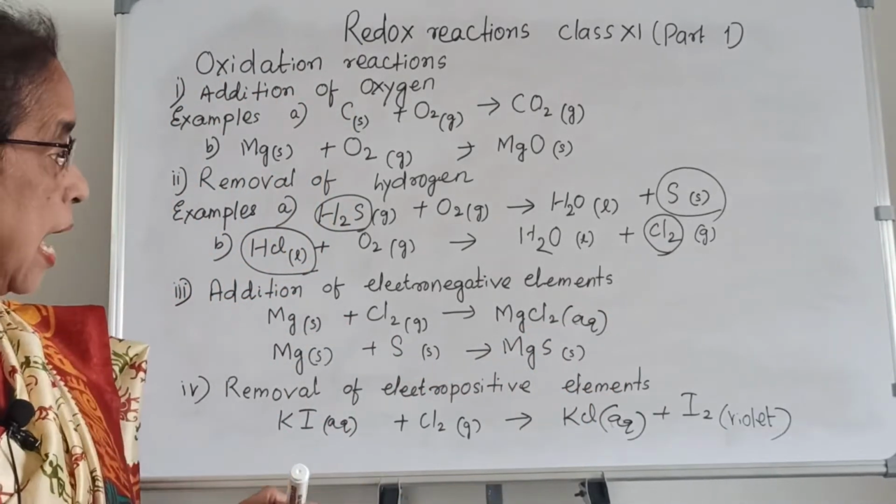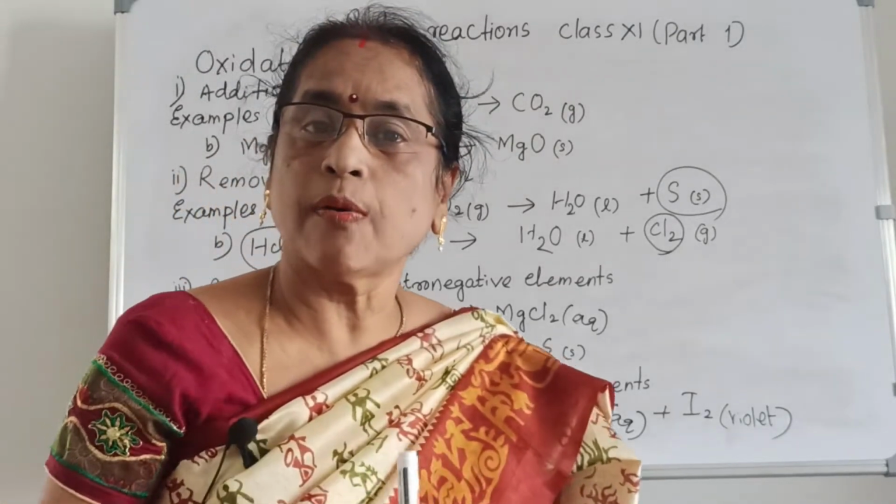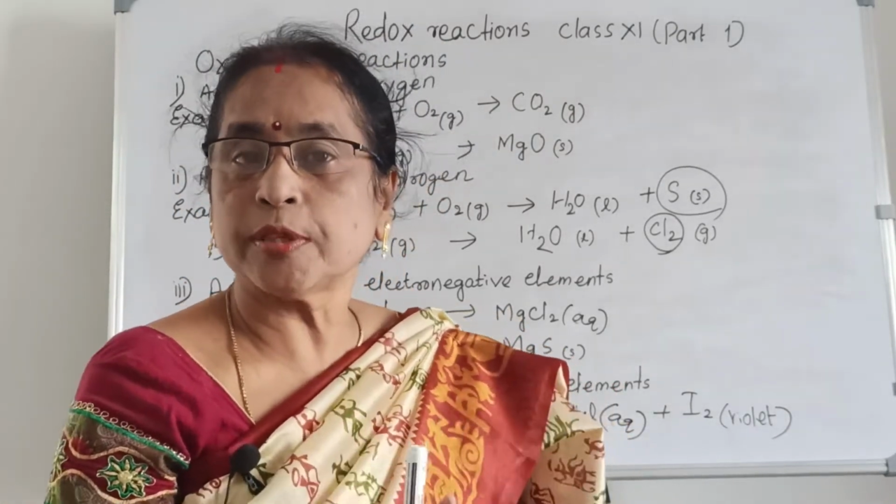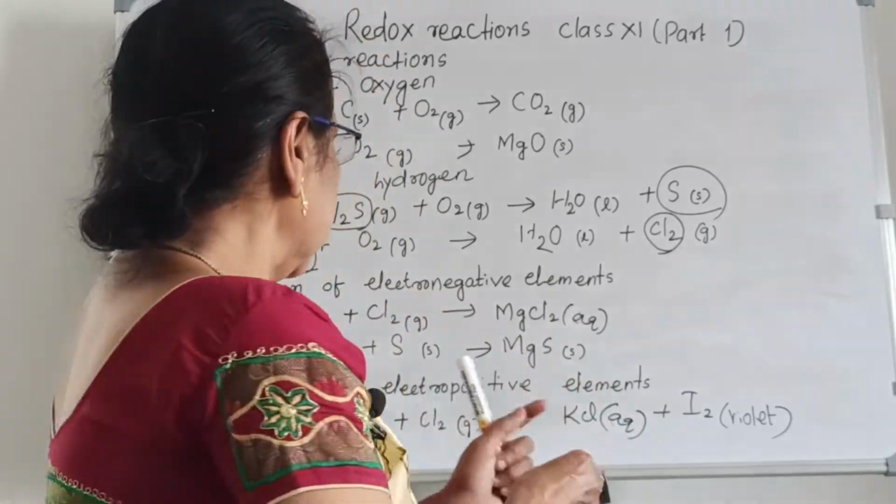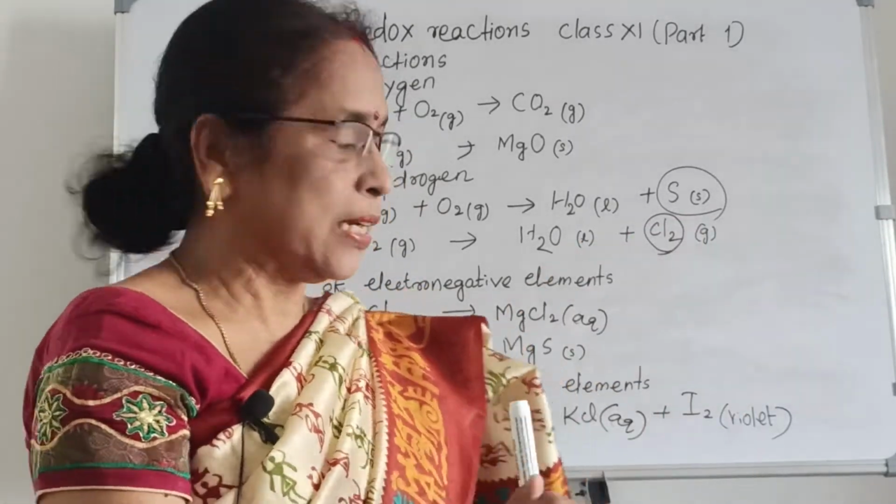Then what happens? Iodine is formed, that means you can observe a violet color. That means here, removal of electropositive element, what one?